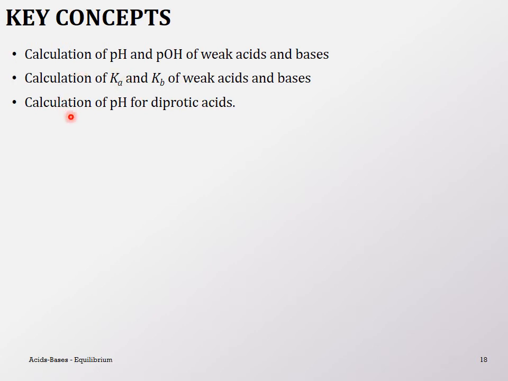And then, of course, the calculation of diprotic acid. The examples that I've given you in this presentation are the key examples. Those are the only types of variations you might have in calculating pHs and Kas and all that.